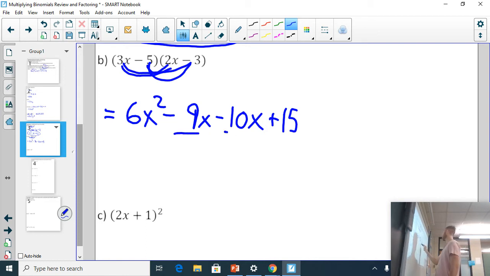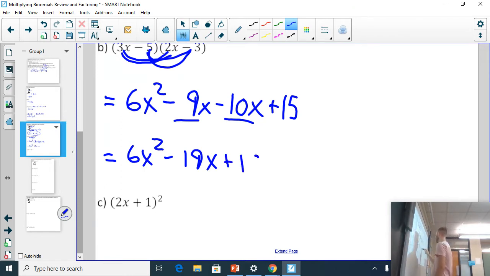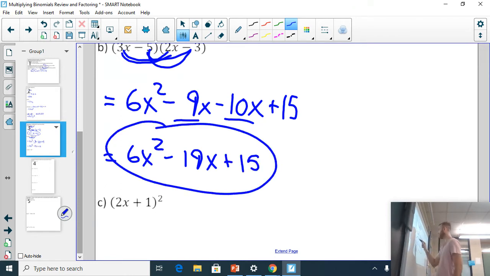And then again, we have some like terms that we can combine together. Minus 9 of something minus another 10 of something is going to be minus 19 of that something, which is x, and then plus 15.